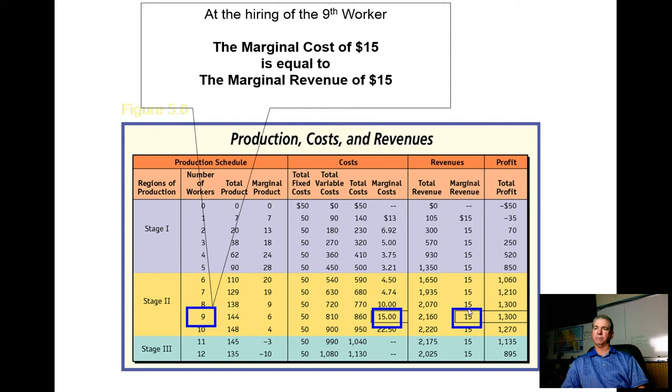And so there you have it. We now know where to hire in Stage 2. You know how to do the calculations, and up next in the class I've got some Excel worksheets for you so you can practice these calculations and determine where to hire in Stage 2.